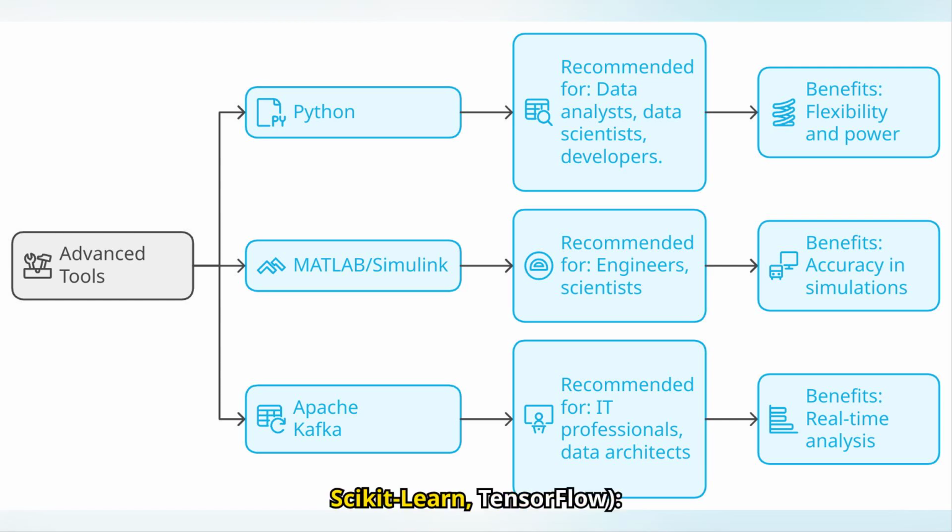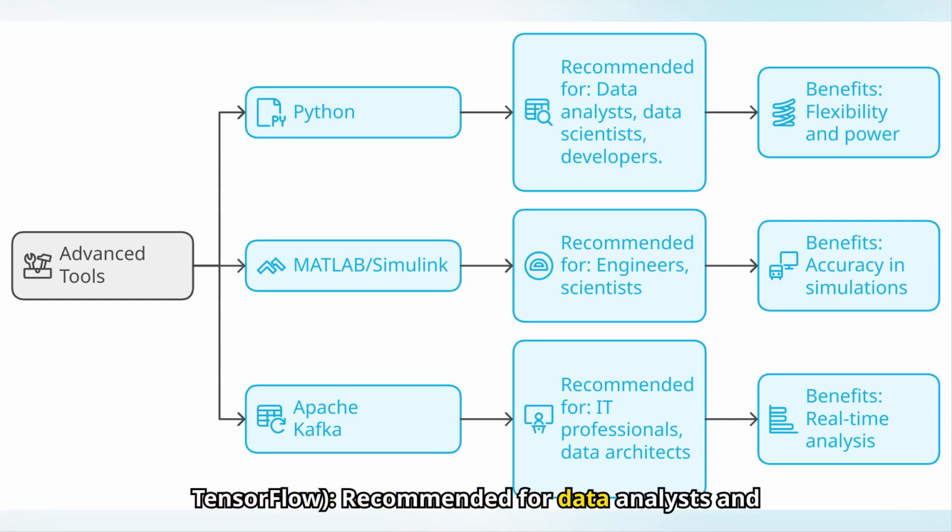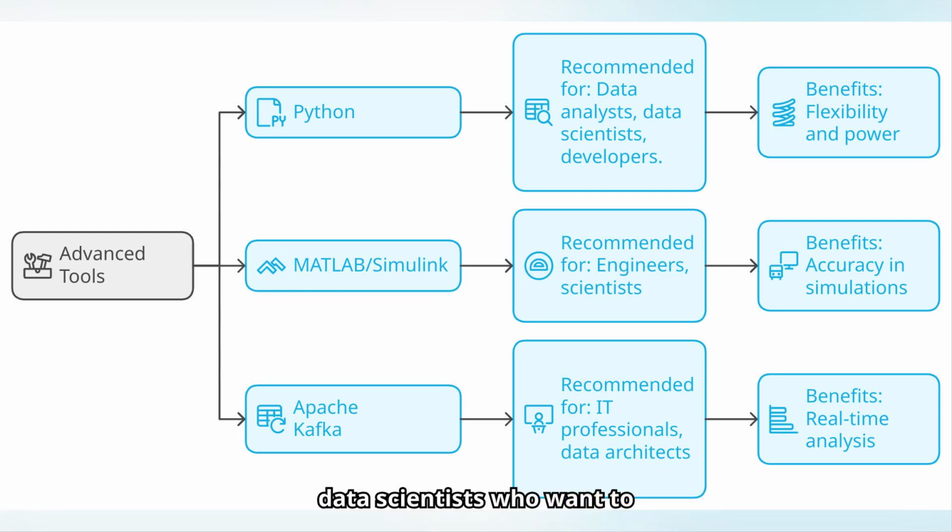Python, Pandas, Scikit-learn, TensorFlow, recommended for data analysts and data scientists who want to create highly customized digital twins and advanced predictive models. MATLAB and Simulink. Mainly used in engineering, these programs allow simulating physical systems and controlling variables in real time. Their main benefit is their high accuracy for industrial processes.